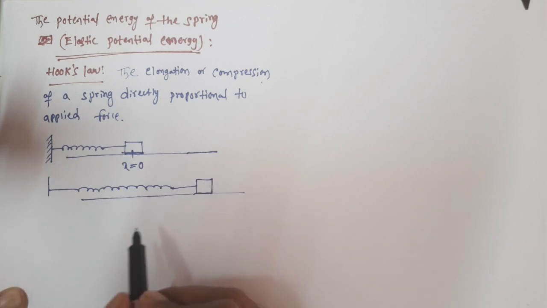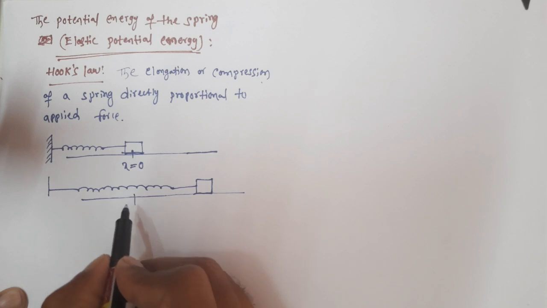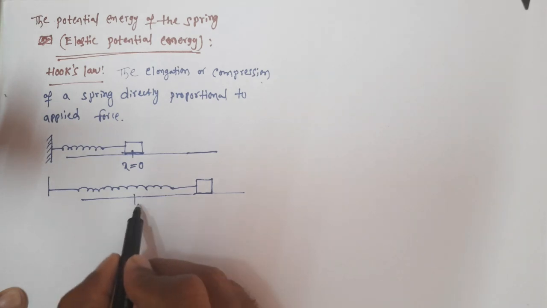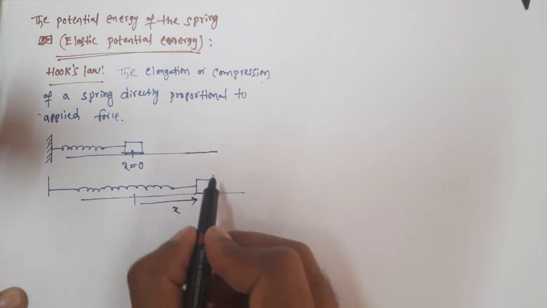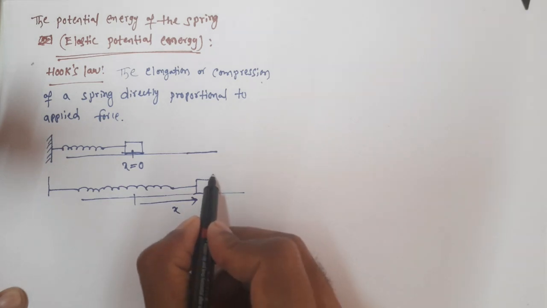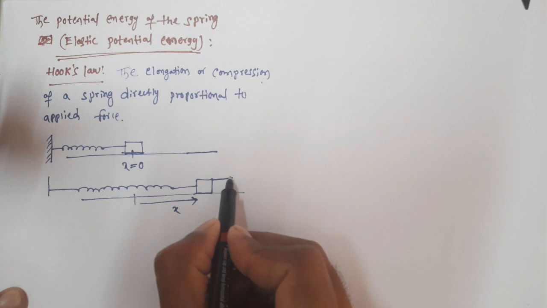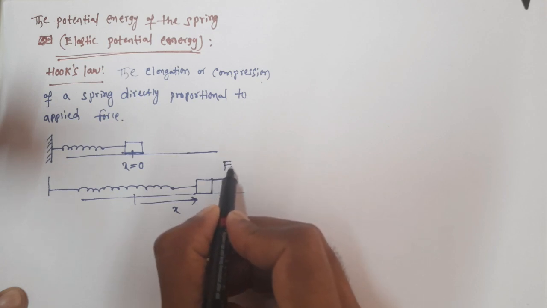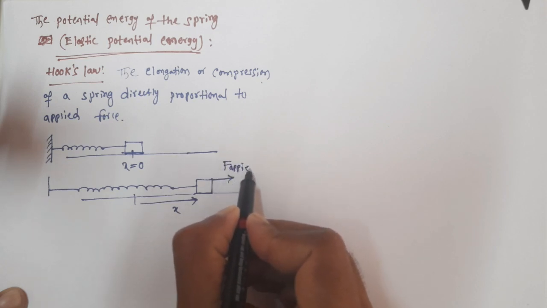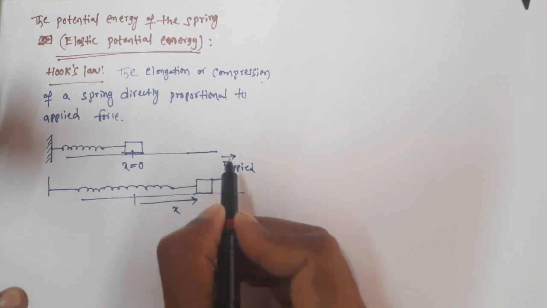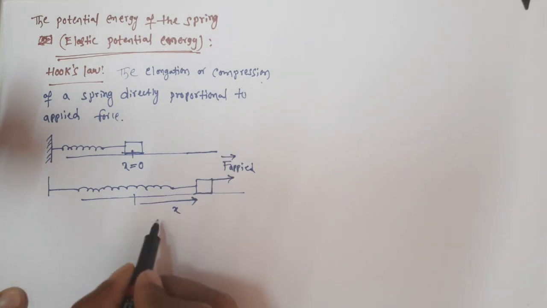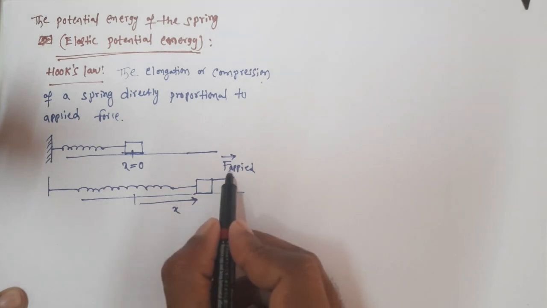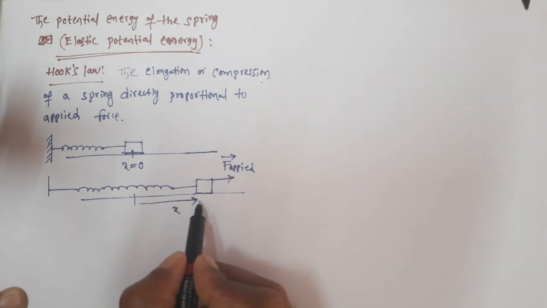And this is the actual path we have. Now we are stretching the spring from here to here. Let's say this is x. x is the displacement in the x direction. We are applying force in this direction. Now here I write the extension. As we apply more and more force, this extension also increases, right?